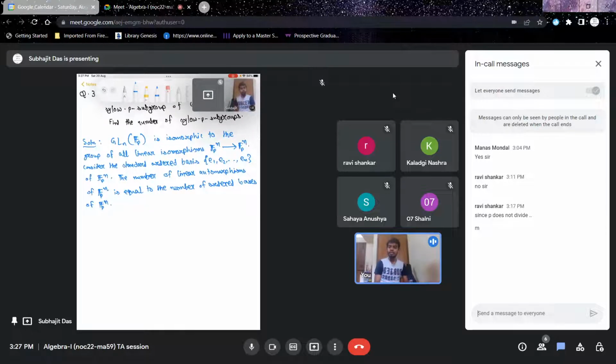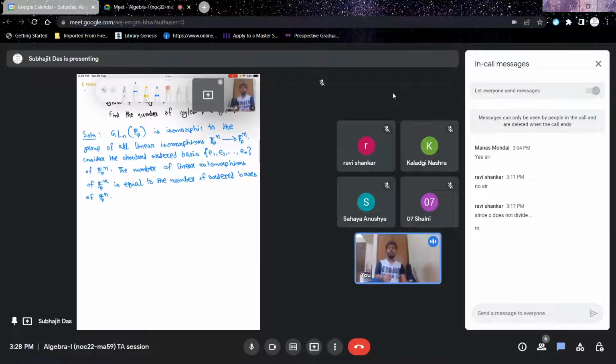So it all boils down to finding the total number of ordered bases that Fp^n has as a vector space over Fp, right? And the trick is very simple. Just keep in mind, what is an ordered basis? It is an ordered collection of vectors, right? Fp^n has dimension n over Fp, and you know that any ordered basis has n elements, so you just need to pick an ordered collection of n linearly independent vectors, right? And you need to find out in how many ways you can do this. The answer is very easy.